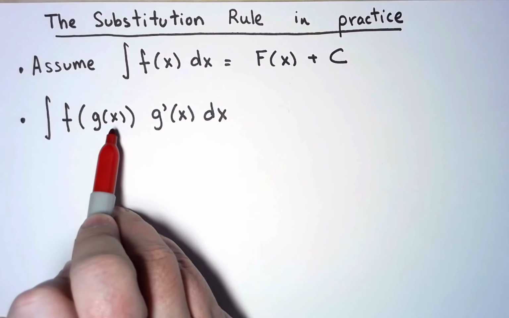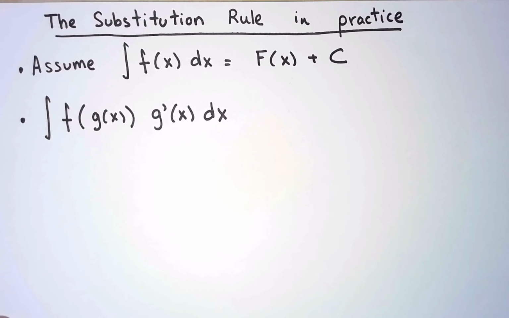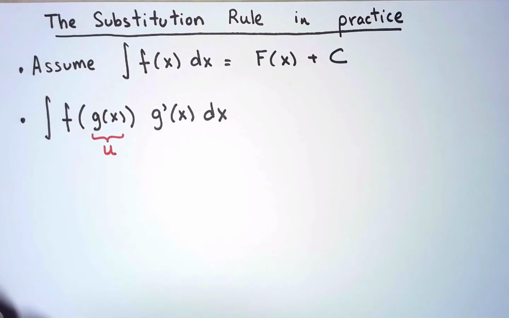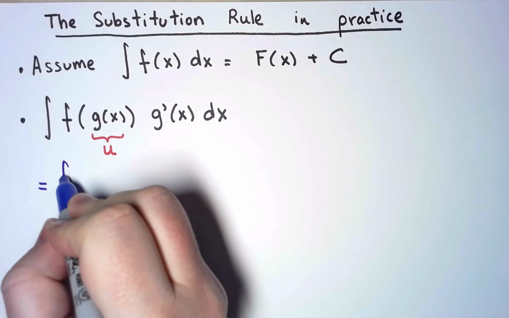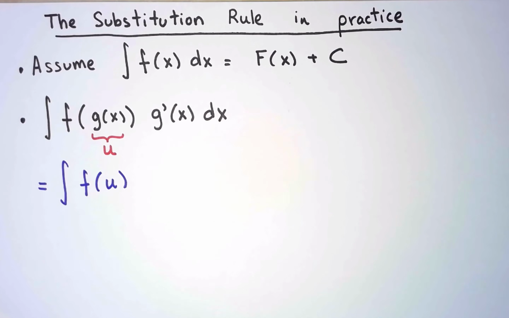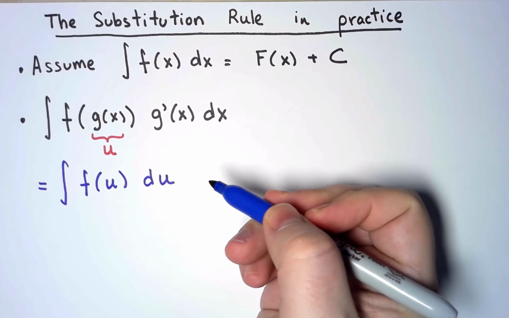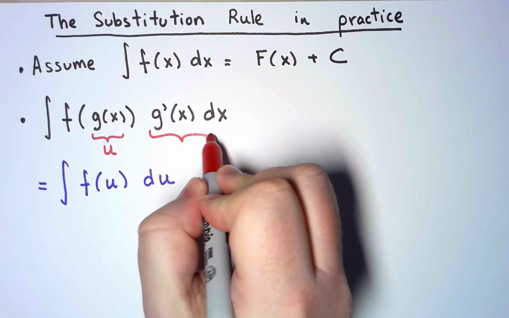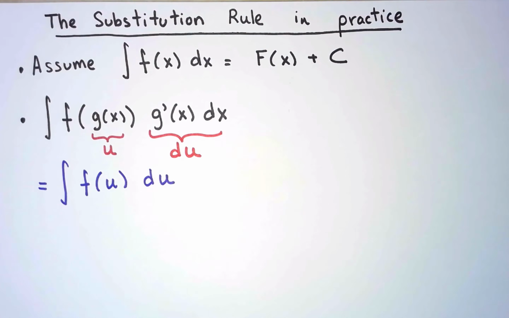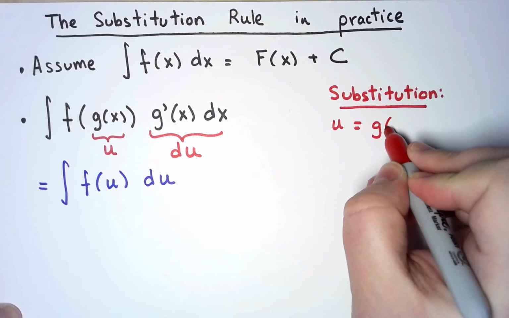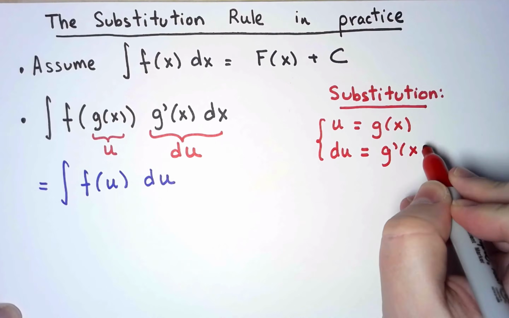I want to think of g of x, the argument of little f, as the new variable. For that purpose, I will give it a name. I will call it u. Because I want to think that I am actually integrating f of u with respect to u. So I need to write here du. If I do this, it seems that I am rewriting g prime of x dx as du. This is what we call a substitution. U is g of x, and du is g prime of x dx.